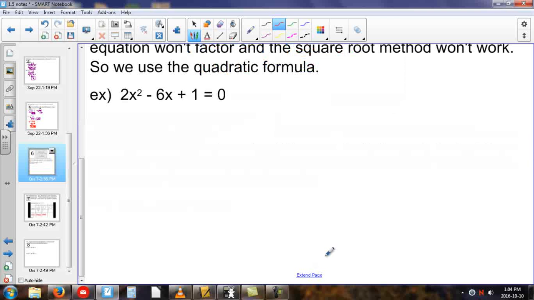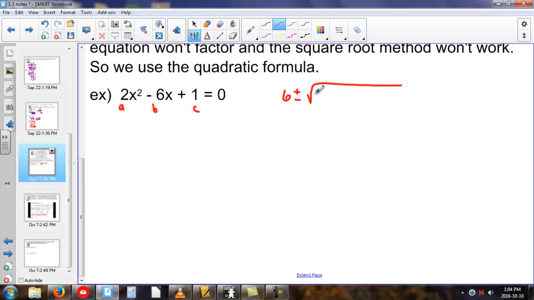And so if nothing else seems to work, go here. Or if you'd prefer to use the quadratic formula and not have to do more than one method, feel free to use the quadratic formula. So here A is 2, B is negative 6, and C is 1. And using the formula, I'll say negative B. Because B is negative 6, negative B would be positive 6, plus or minus square root.